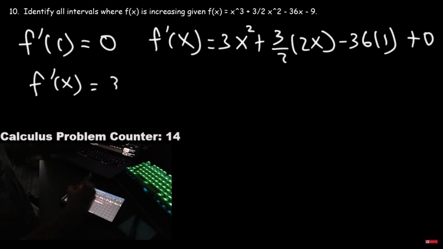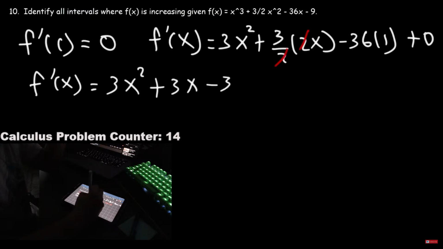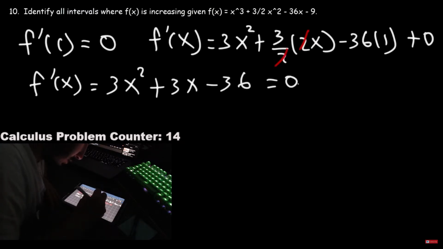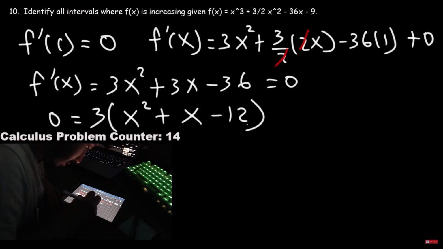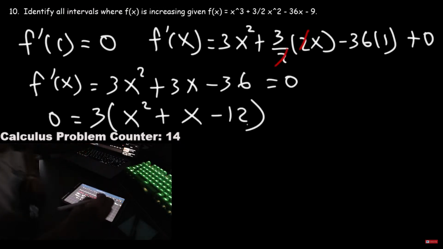So we have 3x squared, and then the 2's will cancel, so this is going to be plus 3x minus 36. So let's set this equal to 0. Now, we can take out the GCF, the greatest common factor. So if we take out a 3, we're going to have x squared plus x minus 12. Now, let's factor the trinomial.